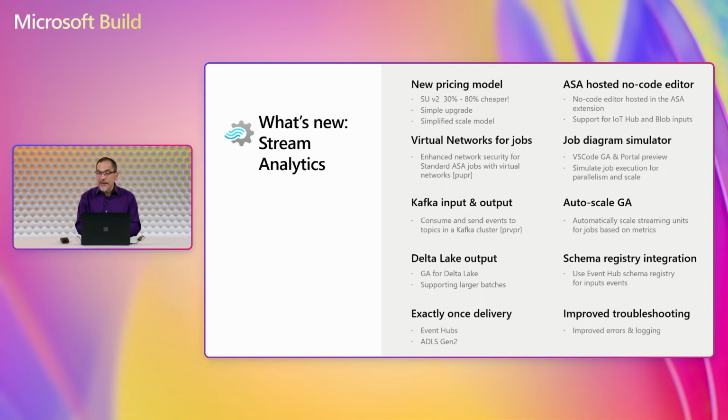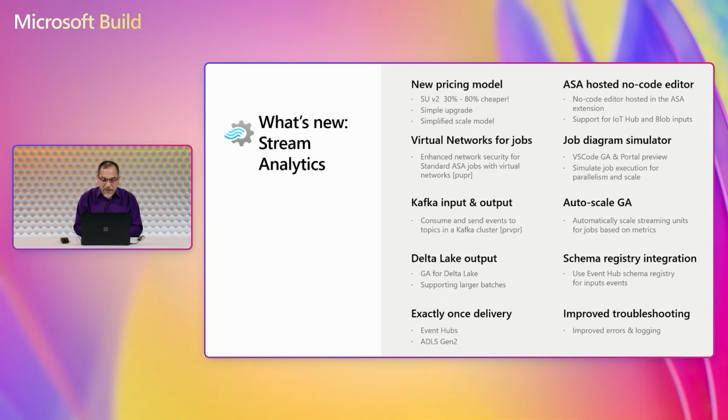Kafka input and output is coming in private preview. So now you'll be able to take your Stream Analytics job and communicate to a Kafka cluster. That Kafka cluster can be on-prem, utilize that new virtual network capability in your standard job, and consume those events from Kafka cluster, as well as send events to a Kafka cluster.